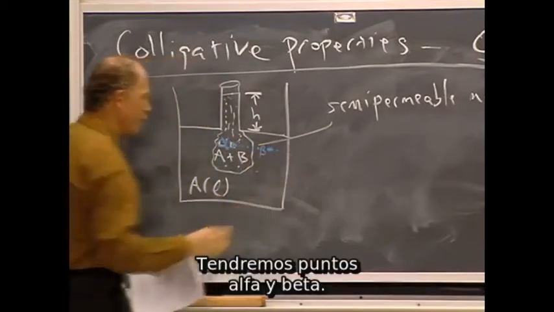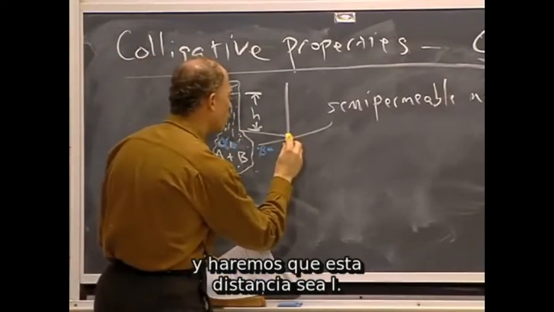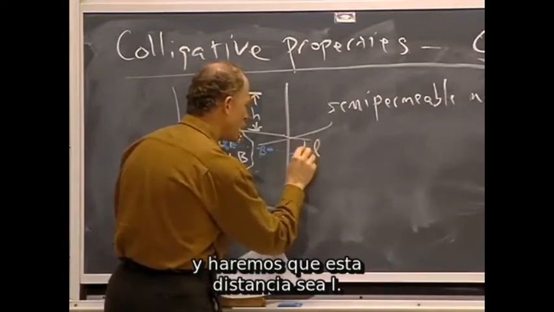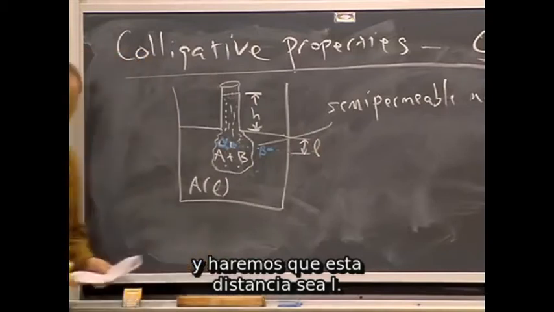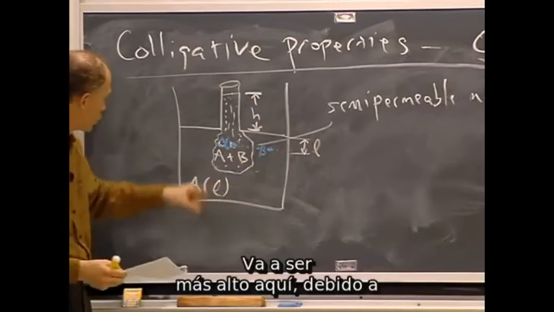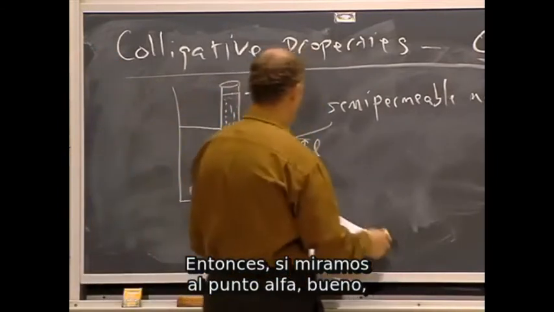We'll have points alpha and beta. And we'll make this distance L. Okay? So now let's just first calculate what the pressure is at both points. It's going to be higher here because of this additional liquid on top.